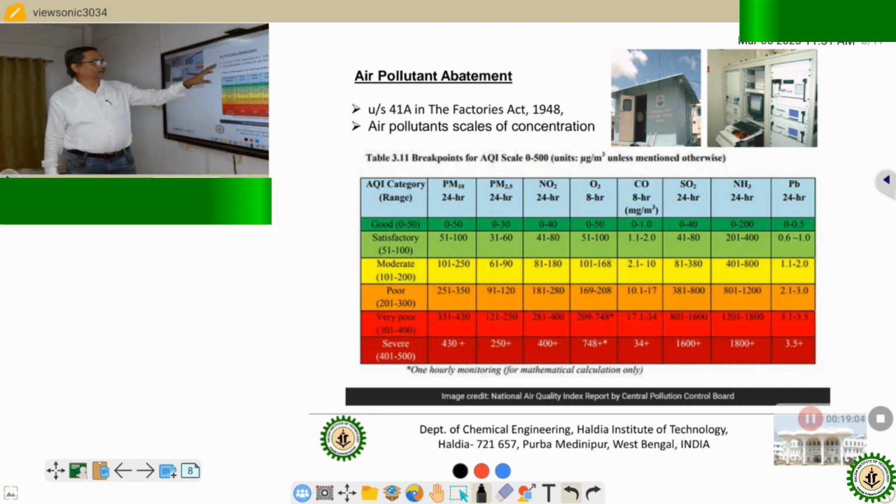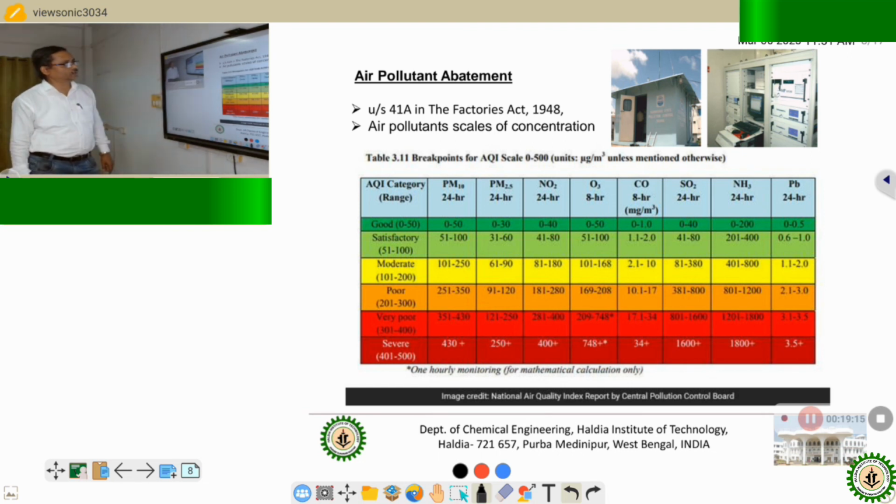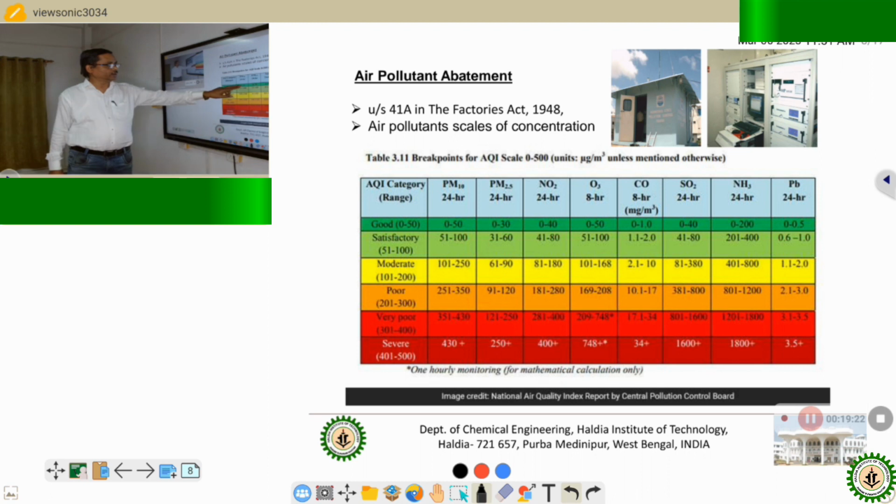Okay, so in that way we can understand the level. If it is 0 to 50 micrograms per meter cube of particulate matter, then we can say it is good. In that way, other parameters are also there, say for carbon monoxide and sulfur dioxide, what the level will be. It is shown here. For satisfactory, it is 51 to 100. For moderate, 101 to 250.